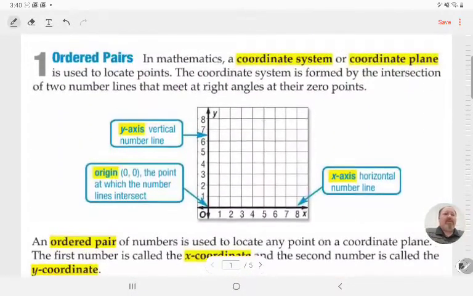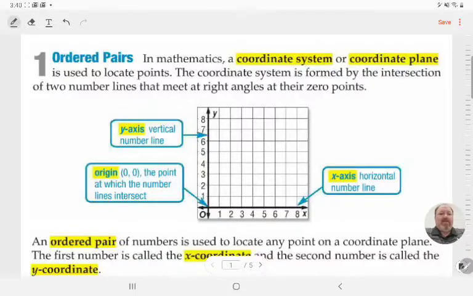So ordered pairs. In mathematics, a coordinate system or coordinate plane is used to locate points. The coordinate system is formed by the intersection of 2 number lines that meet at right angles at their 0 points. So let's take a look at the parts of a coordinate system or coordinate plane.